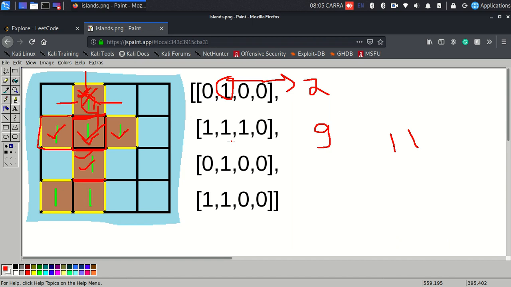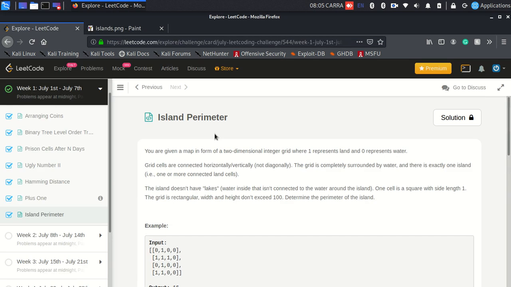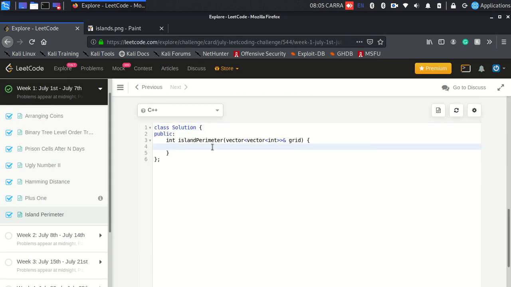I'll first calculate the number of common edges, and I would subtract the number of common edges from 4 times the total number of ones, because every island cell would contribute 4 edges, but there would be some common edges. So my total contribution from the whole island system would be nothing but 4 into the number of ones present in the matrix minus the number of common edges. So I'll just go ahead and code it. It's a very simple code, although this is a very conceptual question.